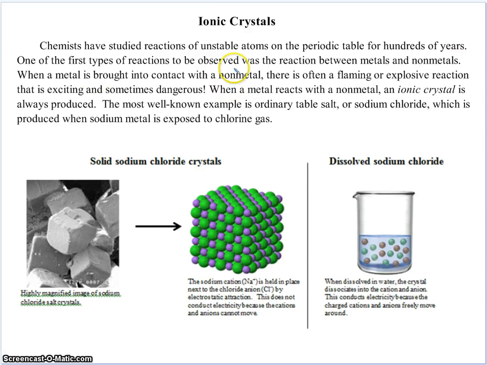Yay! Now I get to learn about ionic crystals. I remember crystals was that pattern of positive and negative. That was from the last reading. And ionic is one of the types of bonds. Alright, so it says chemists have studied reactions of unstable atoms on the periodic table for hundreds of years.